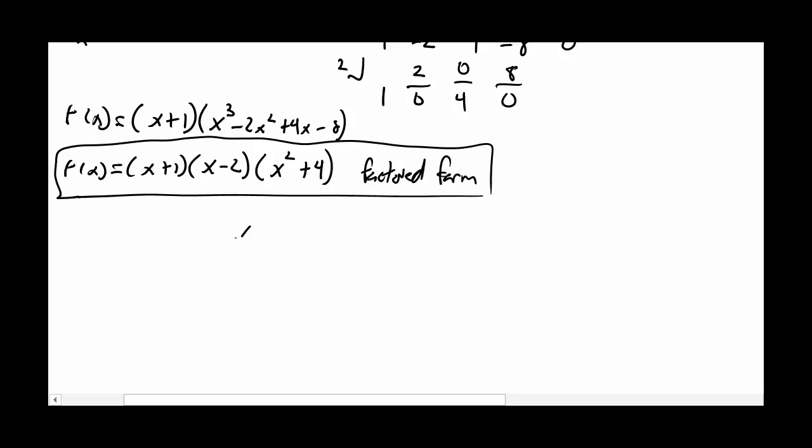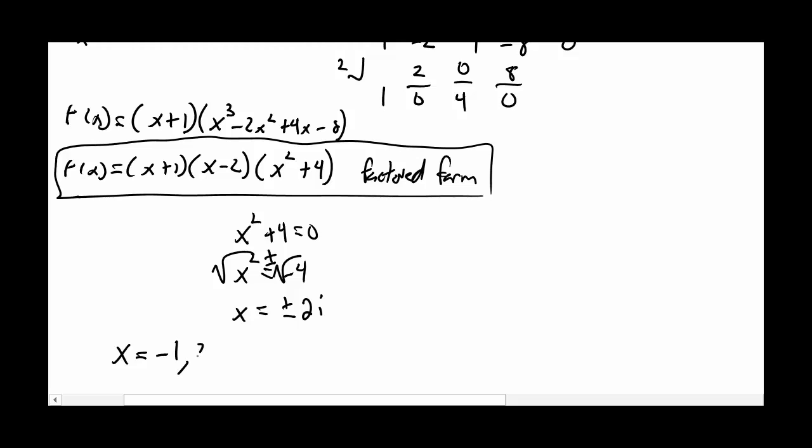And so I want to know that x squared plus 4, where does that equal 0? So that's x squared equals negative 4, which is, take the square root, so you get plus or minus 2i. Okay, so we now have our 4 solutions. One solution was at negative 1, one was at a positive 2, and then we have plus or minus 2i.